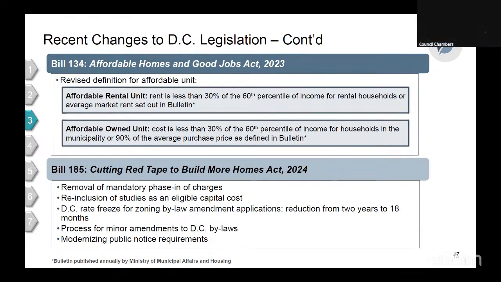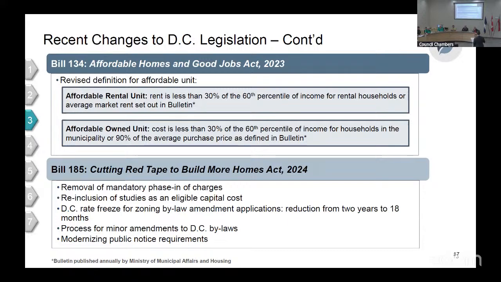The province posts a bulletin, updates it every August, and that bulletin will say this is a sale price or this is the rental price that's affordable in your community. And if you are selling or renting at that price or less, you get an exemption from development charges. You have to enter into an agreement with the municipality to guarantee that it will remain affordable for the next 25 years. There's a lot of administrative work that goes with that, but that is the rules that are in place.